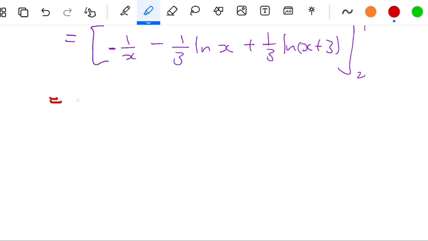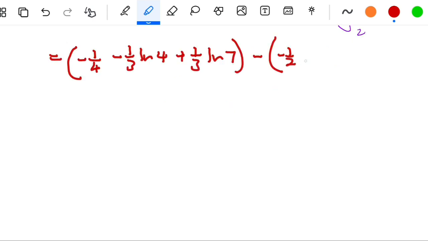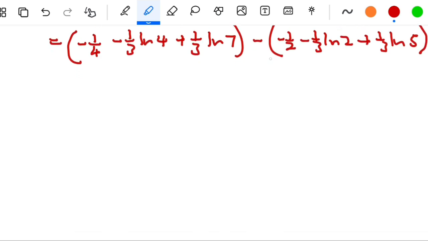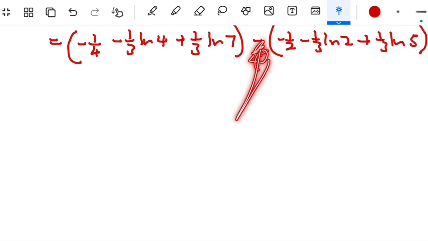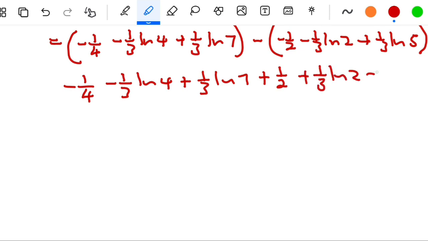If we put in our limits, we get what? Negative a quarter minus a third ln 4 plus a third ln 7, minus negative half, negative a third ln 2 plus a third ln 5. Okay, so let's remove this negative here. We're going to get negative a quarter minus a third ln 4 plus a third ln 7 plus half plus a third ln 2 minus a third ln 5.